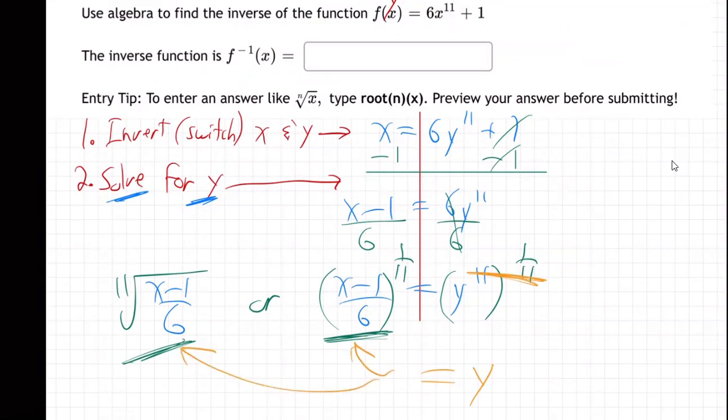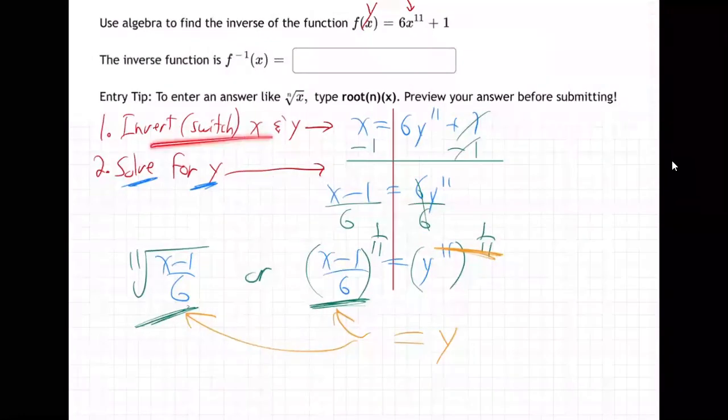An 11th root, an 11 in the hook, is the same as a 1/11th power. It'll work either way. You do need to have the parentheses, though, to the 1/11th power, like that. So that's the inverse function.